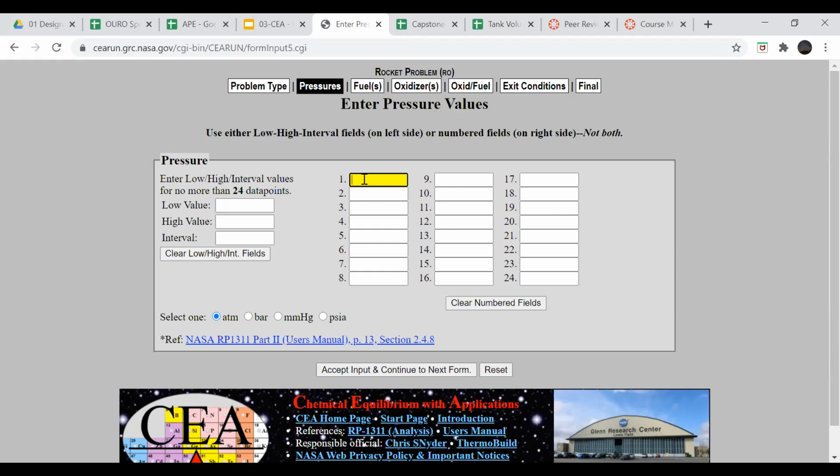So with that, yeah, I'm going to start with the example of regen. So we had a chamber pressure of 500 PSI gauge. So this is in PSI absolute, so just add atmospheric pressure to that. So it's 514.7 PSI.